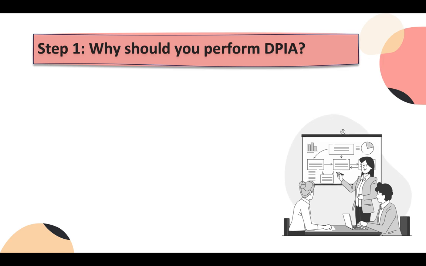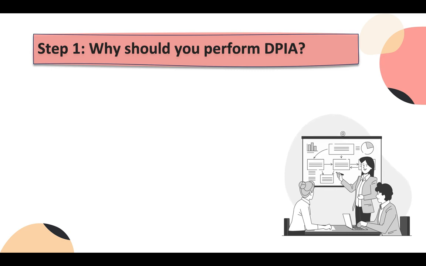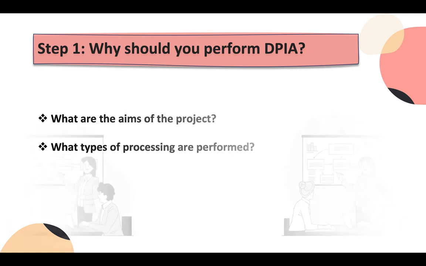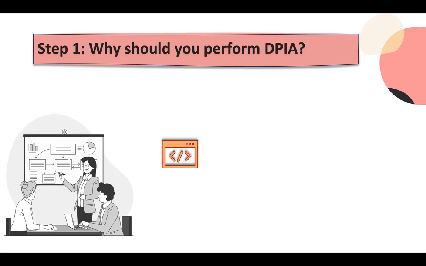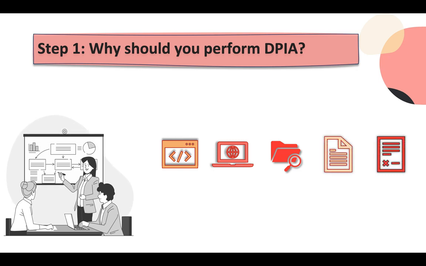Step 1 involves identifying the need to perform a DPIA. In other words, why exactly should you perform a DPIA? Normally, in order to answer this question, the supervisory authority will ask you to first tell them what the aims of the project are, and second, what type of processing it involves. Here, if you find it appropriate, you can also provide them the associated documents, links, references, etc., such as your project proposal. Basically, whatever it takes to summarize your need for performing a DPIA.